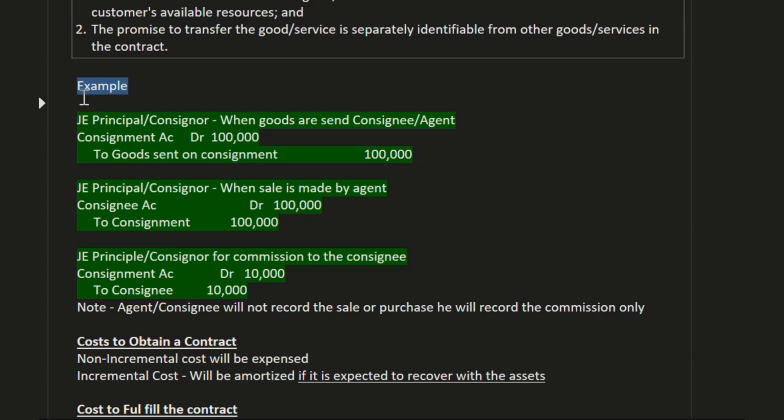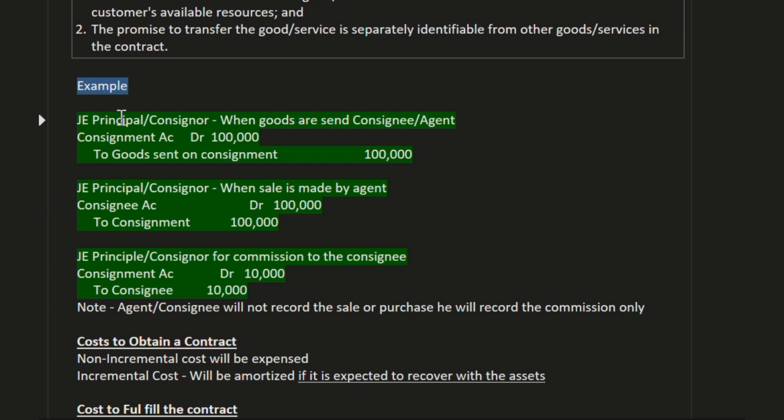Now we have a consignee and consignor example and some general entries. Before that, we need to understand what is a consignor and what is a consignee. The consignor is the real owner of the goods, and the consignee is an agent for the goods. Once the consignor sends the goods to the consignee, the consignee sells the goods on behalf of the consignor. So the consignee is not the real owner of the goods. Therefore, the consignee will not record the goods in their books of account. Instead, the consignor will keep the goods in their books of account.